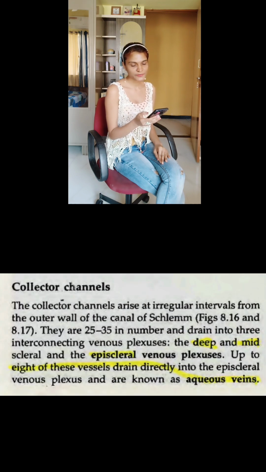Collector channels. The collector channels arise at irregular intervals from the outer wall of the canal of Schlemm. They are 25 to 35 in number and drain into three interconnecting venous plexuses, the deep and mid-scleral and the episcleral venous plexuses. Up to 8 of these vessels drain directly into the episcleral venous plexus and are known as aqueous veins.